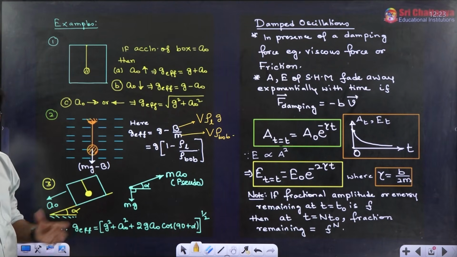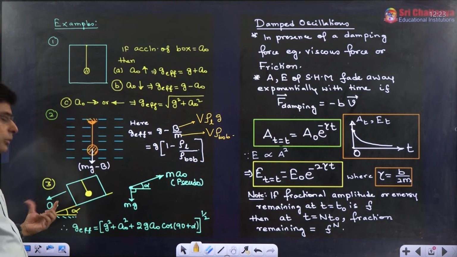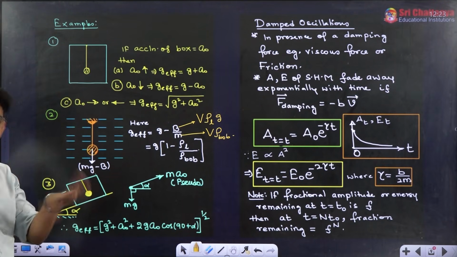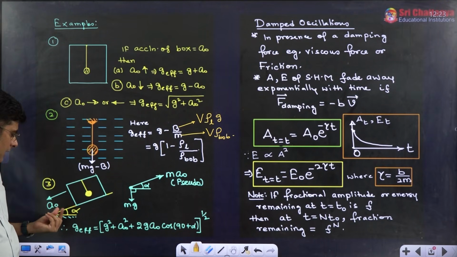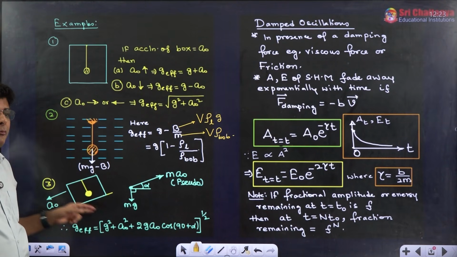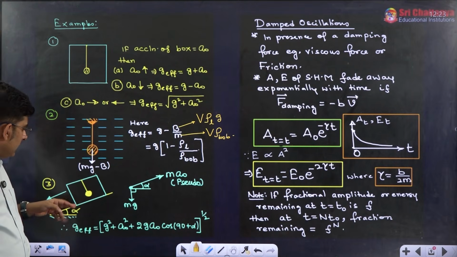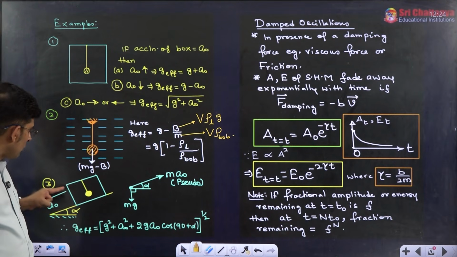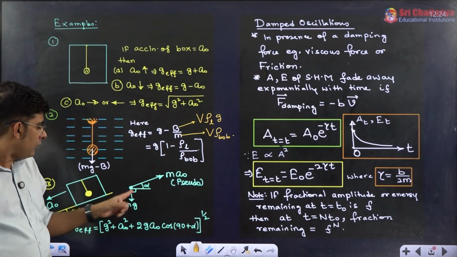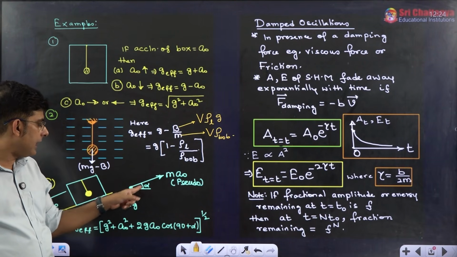Now sometimes students are troubled by this: suppose the pendulum is kept in a box and it is moving down an inclined plane. Suppose the acceleration is a naught, any random acceleration, instead of the usual g sin theta, and the inclined plane has an angle alpha. They will ask what is the time period of the pendulum if it is made to perform SHM inside. So you will see that mg is down, and the pseudo force is opposite to a naught, up. Now what is the angle between the pseudo force and g? It is 90 plus alpha.